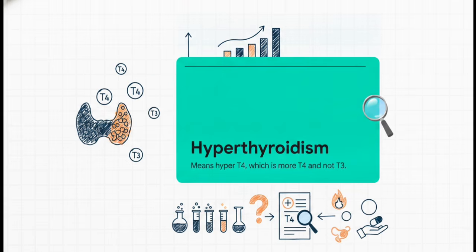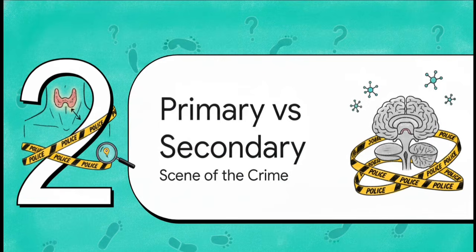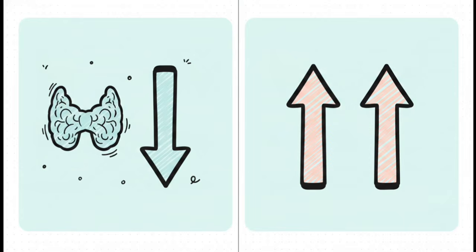But knowing we have too much T4 doesn't actually tell us why. For that, we need to dig a little deeper. Which brings us to Section 2, primary versus secondary, scene of the crime. Now we need to figure out exactly where in the body this excess T4 is coming from. We've basically got two potential crime scenes.